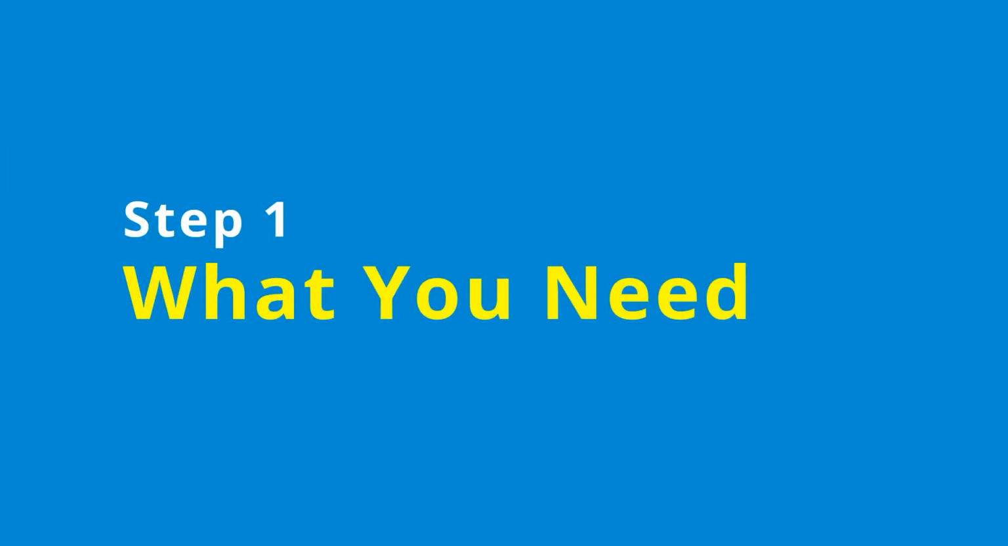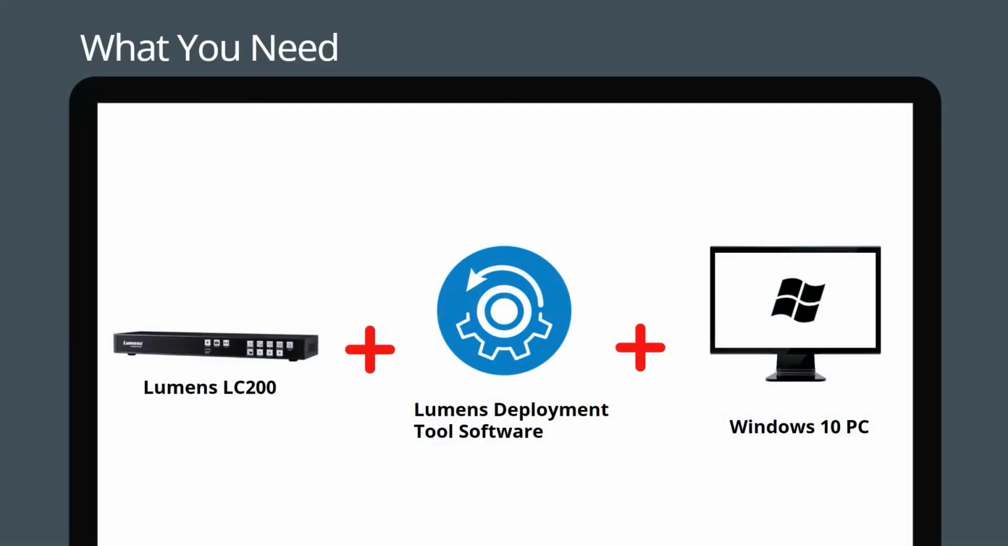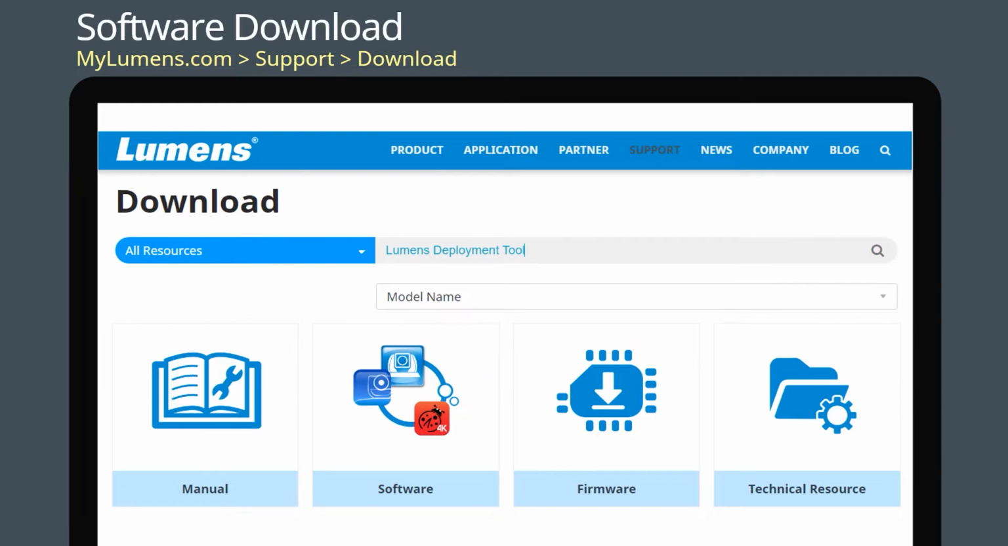Step 1. Let's start by looking at the basic equipment you need. All that's required is the Lumens Deployment tool software installed on a Windows PC. Go to the Download section on the Lumens website. Search Lumens Deployment tool and download the installation file.